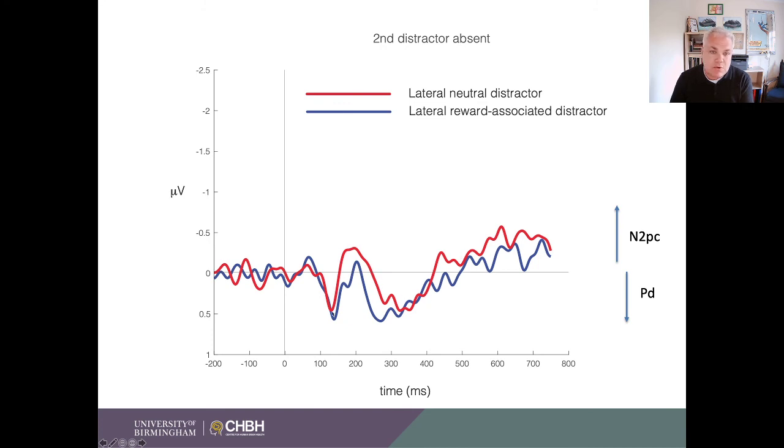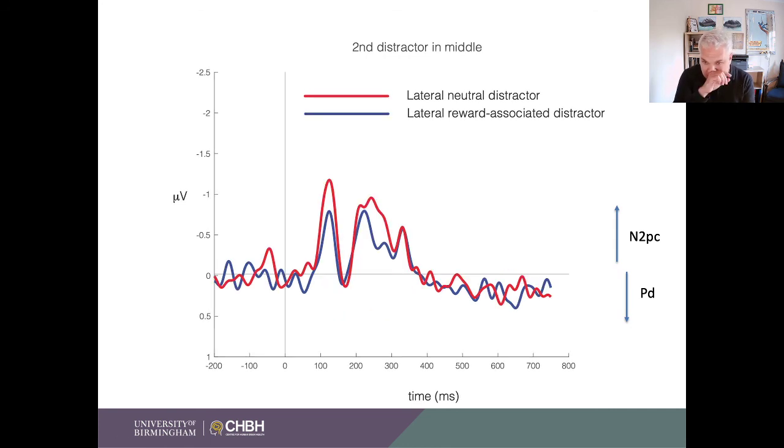So again, you're getting a bit of an N2PC riding on some sort of PD, but critically, the real thing that I want you to notice here is that the evoked lateral response for the lateral neutral distractor is consistently more negative than is the lateral response for the lateral reward associated distractor. And this is reflective of more selective processing. Across this continuum of selection all the way to suppression, we're seeing that the neutral distractor is more selected than is the reward-associated distractor.